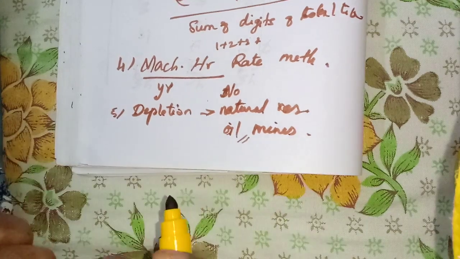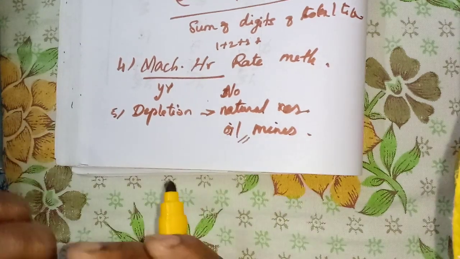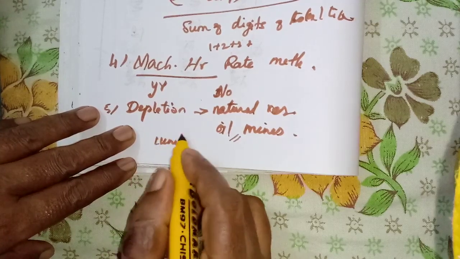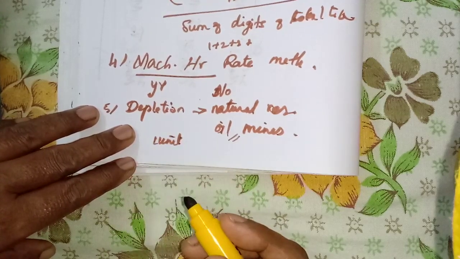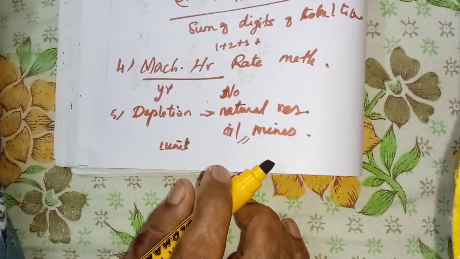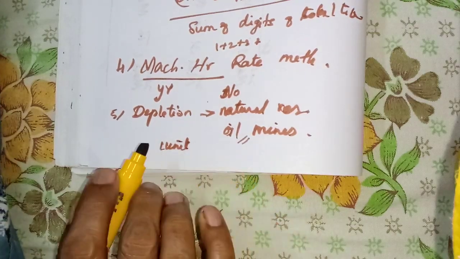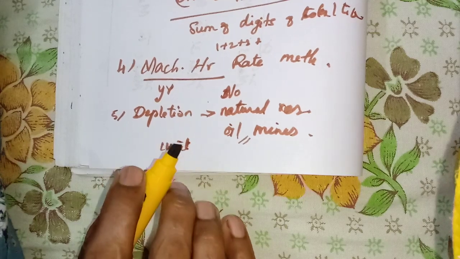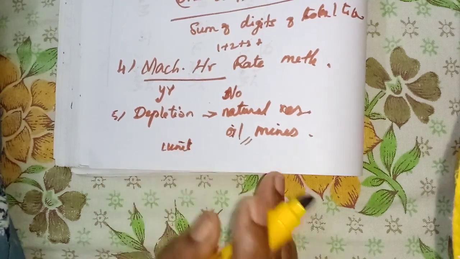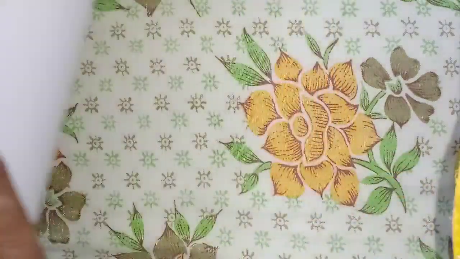So how will they calculate the depreciation under the depletion method? First they will calculate the rate of depreciation for 1 unit. Then they will multiply that rate by the number of units they have extracted. Then they will get the amount of depreciation. Then the next method is the annuity method.